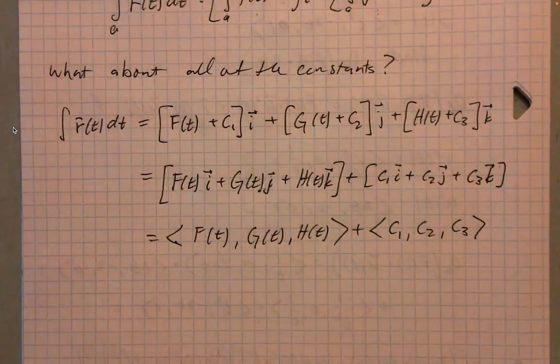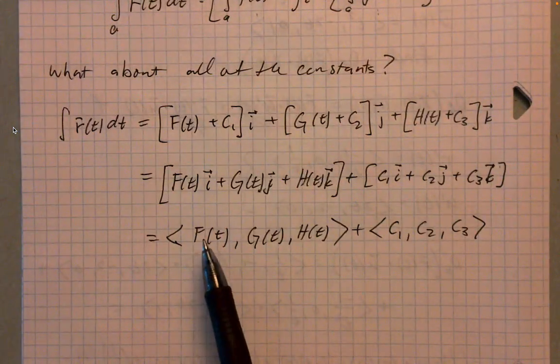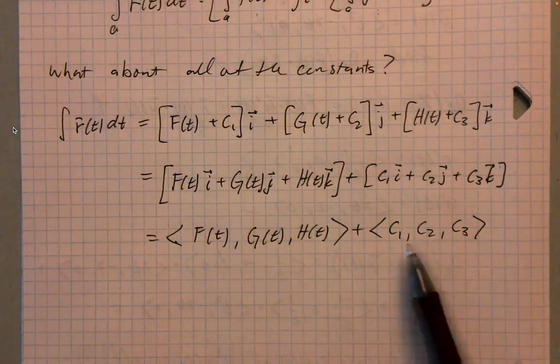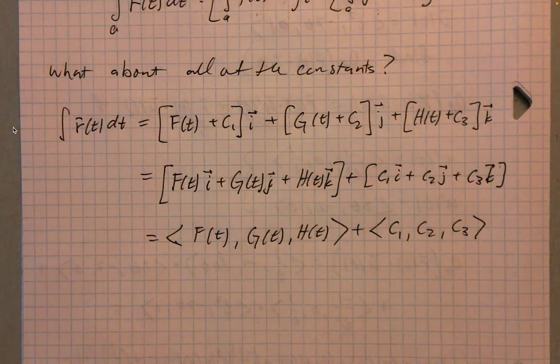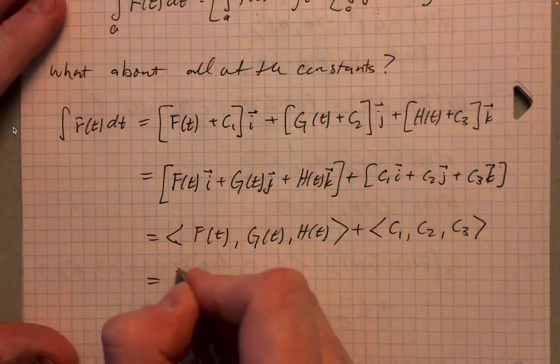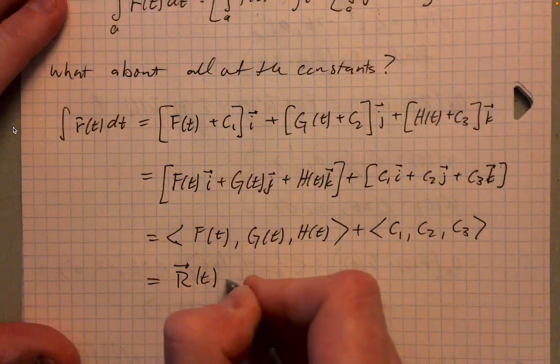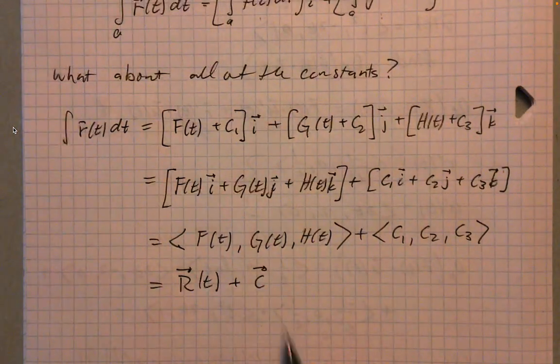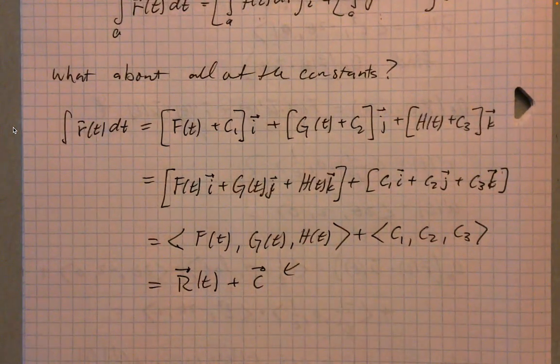Right, so you're basically going to have a vector with all of the antiderivatives in it, and then you'll just have this constant vector. Right, so you could write it like this, and that's probably how you do want to write it. You just want to write it as plus the c vector.